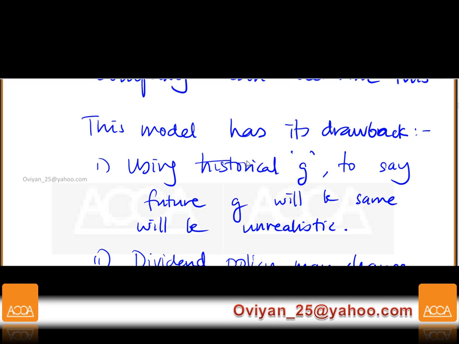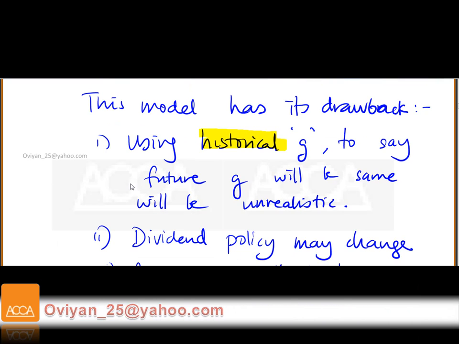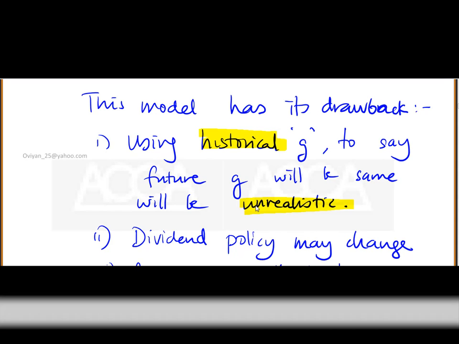They are using a historical G. Using a historical G to say future G will be unrealistic.